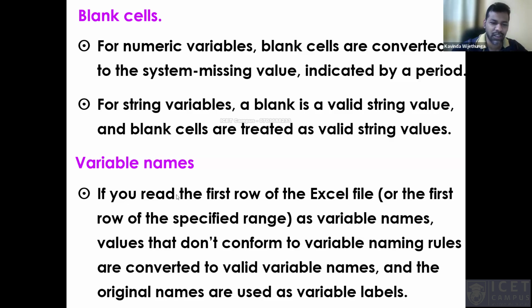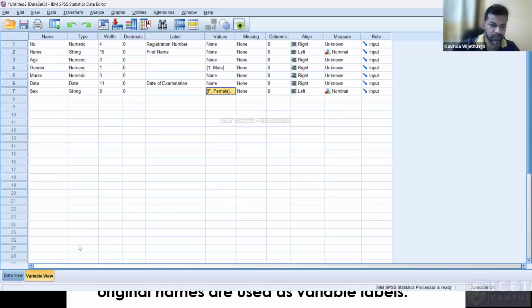Then variable names. If you read the first row of the Excel file, it specifies the range as the variable names. Values that don't conform to the variable naming rules are converted into valid variable names, and the original names are used as the variable labels. So sometimes, we will take the Excel file. I will take an Excel file.